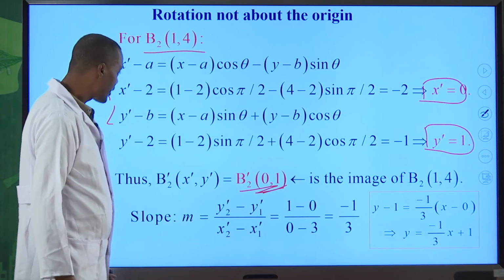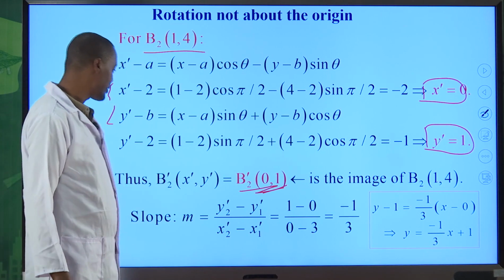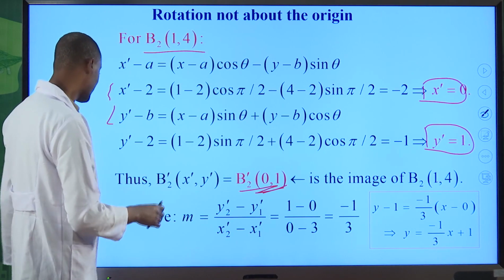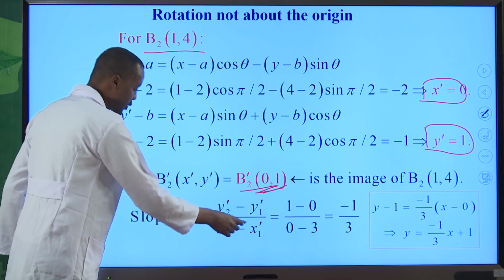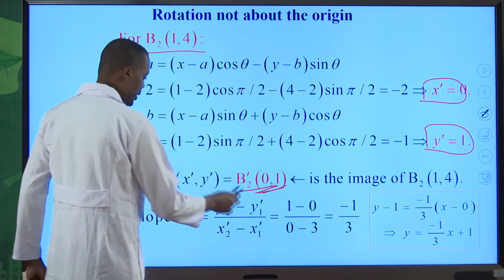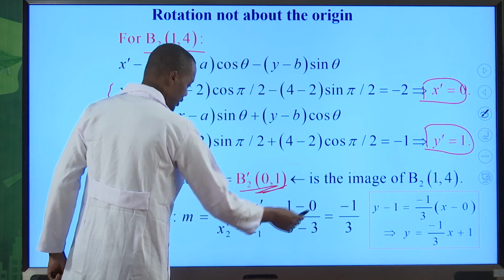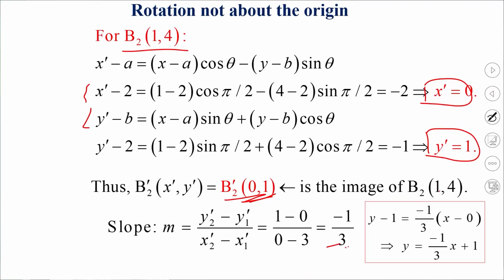So next, in order to find the equation of a line for the new 2 points, that is for b2 prime and for b1 prime, I will use the slope of 2 given points, the two-point form of the slope equation, y2 prime minus y1 prime over x2 prime minus x1 prime. That is 1 minus 0 divided by 0 minus 3, and then I will get the slope to be equal to minus 1/3. So y minus 1 is equal to minus 1/3 of (x minus 0). That is the equation of the line, and then the new line will be equal to minus 1/3 x plus 1.